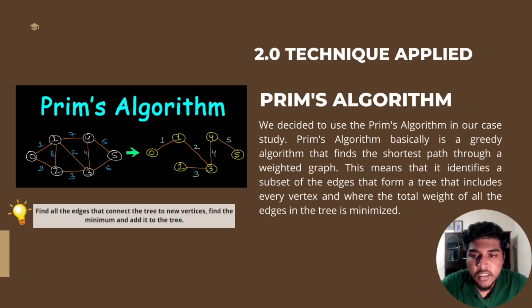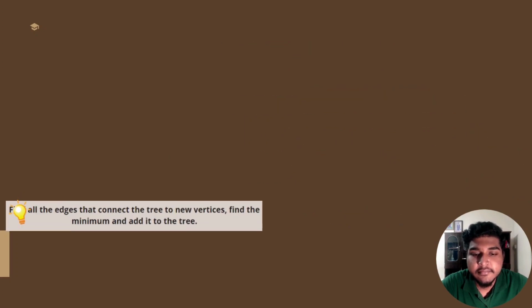So the shortest will be 4. Then we will reach vertex number 4. From vertex 4 we have to use the edge containing 5. Then we will reach the final vertex, which is vertex 5. So this is how we build a graph using Prim's algorithm.